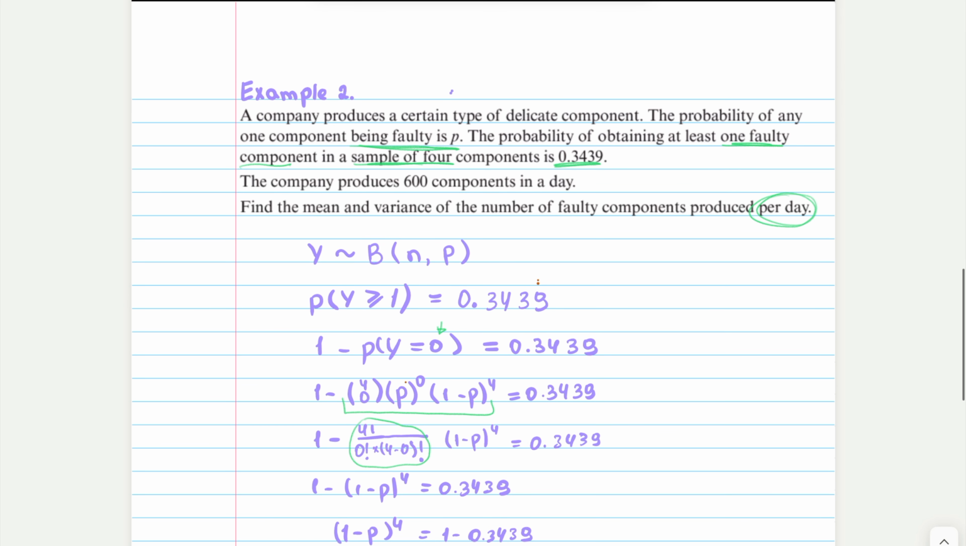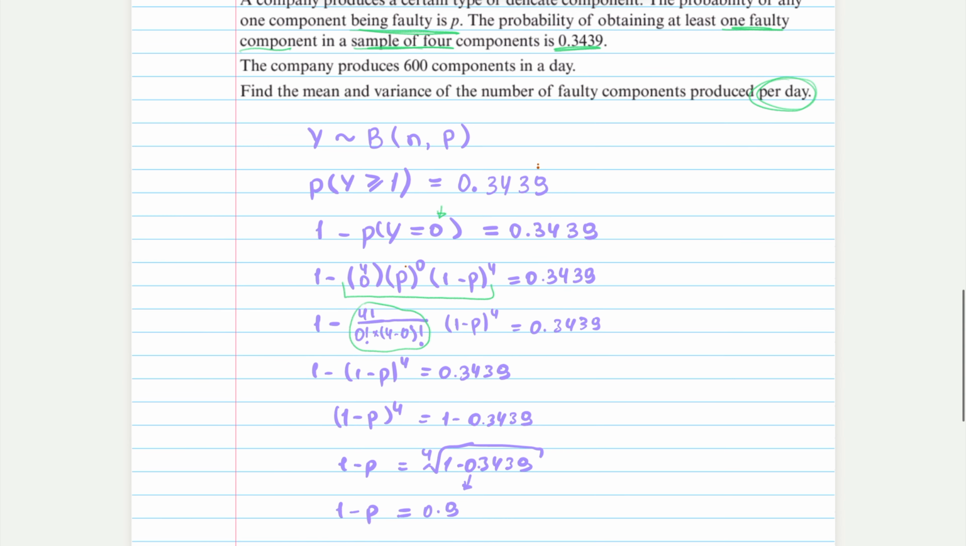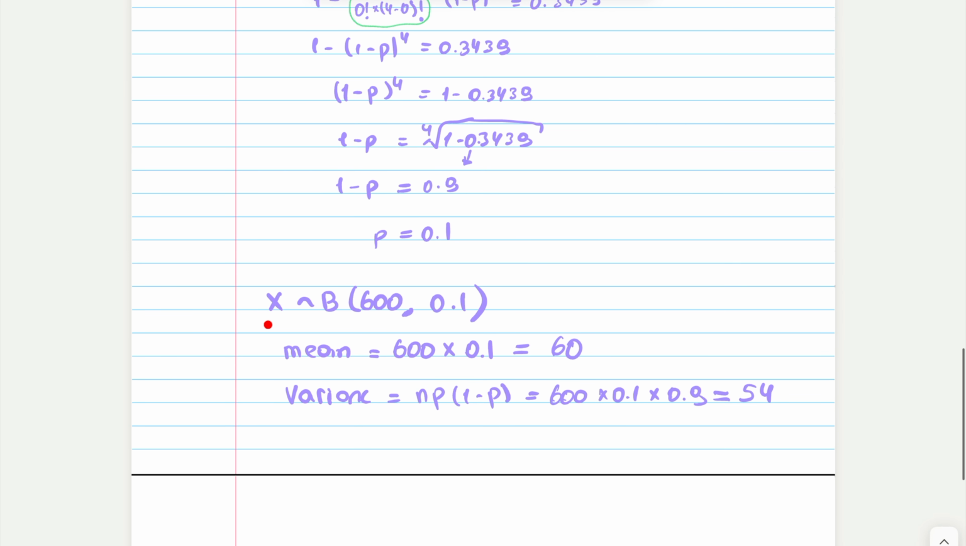For this second example, we worked out the value of p, the probability of faulty components, using the information given: in a sample of 4, the probability of at least one faulty component is 0.3439. Then the company produces 600 components in a day, and we need to find the mean and the variance. We defined a new random variable X, binomial with 600 trials and p of 0.1 in a day, so we found the mean and the variance of that.